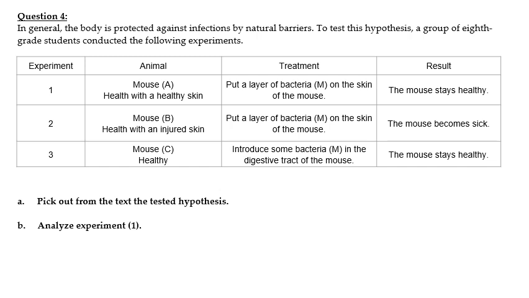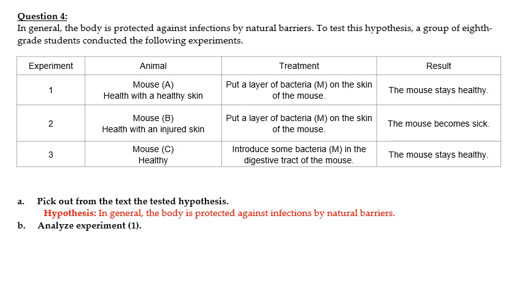Experiment 2. Mouse B is healthy with injured skin. Put a layer of bacteria on the skin of the mouse. The mouse becomes sick. Experiment 3. Mouse C is healthy. Introduce some bacteria in the digestive tract of the mouse. The mouse stays healthy. Pick out from the text the tested hypothesis. We write hypothesis. In general, the body is protected against infections by natural barriers. Don't forget to write hypothesis.